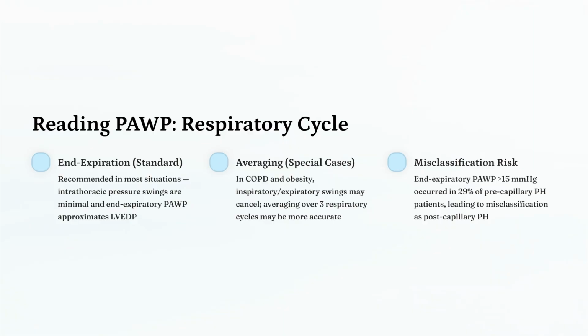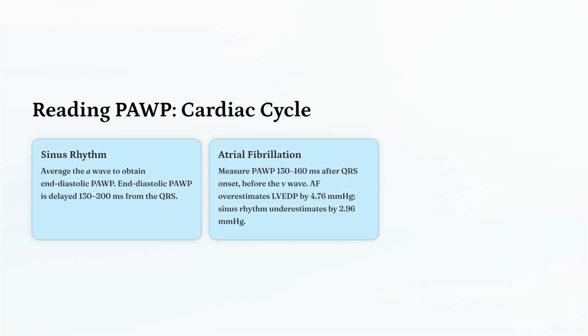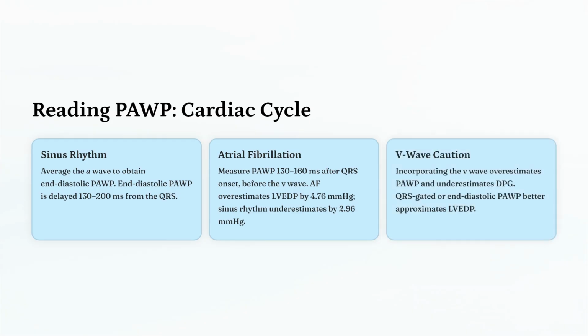While end expiration is the standard measurement point, special cases like COPD or obesity might require averaging over multiple respiratory cycles to account for pressure swings and prevent misclassification. Timing relative to the cardiac cycle is also crucial. In sinus rhythm, we average the A wave. In atrial fibrillation, we measure 130 to 160 milliseconds after the QRS onset. Be cautious: including the V wave can lead to overestimating PAWP.